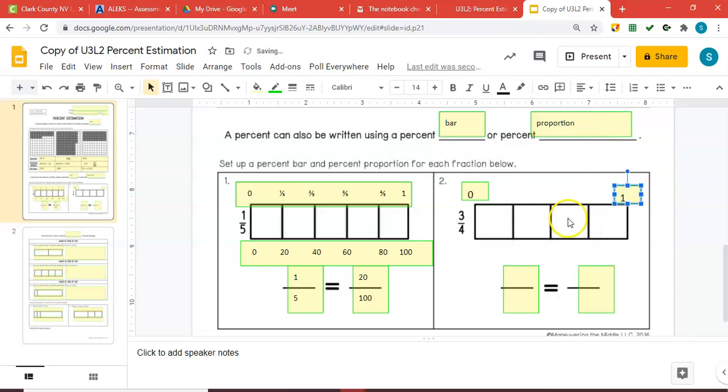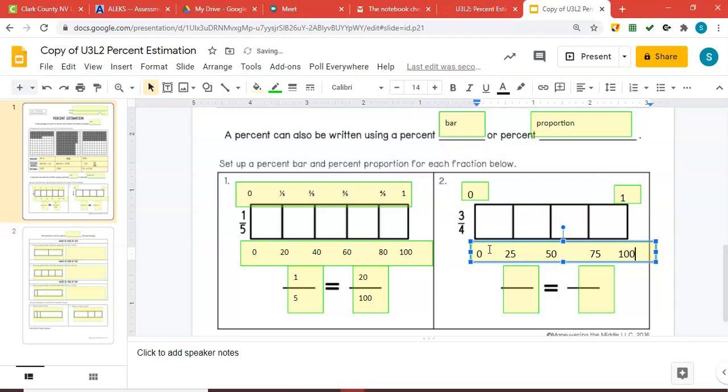Well, this is 3/4 here, so we're taking our 100 and we're going to break it up into 4 pieces. So let's take 100 divided by 4, that's 25. So we get 0, 25, 50, 75, and then 100. So 3/4 here just matches up with 75%. So 3 over 4 is the same as 75 over 100.